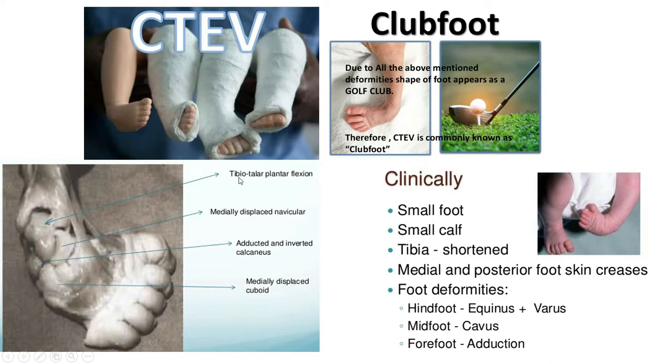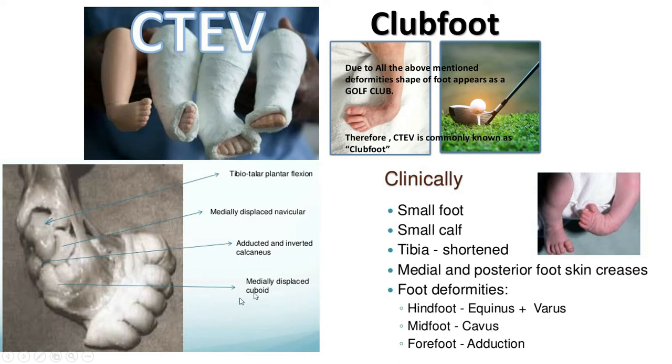And the tibiotalar joint is always kept in plantigrade position, and the calcaneum is kept in inverted position, and all the cuneiform bones along with the navicular have been medially displaced. And why does it occur? It occurs due to very less space in the uterine cavity, which is the most common cause.